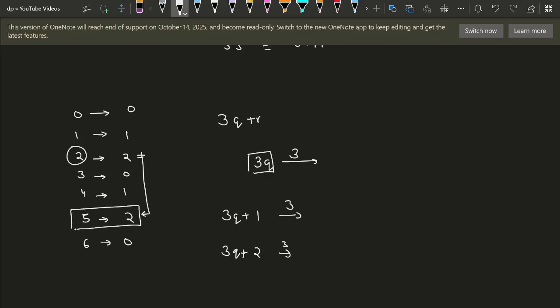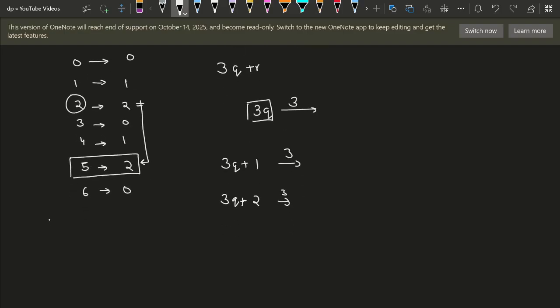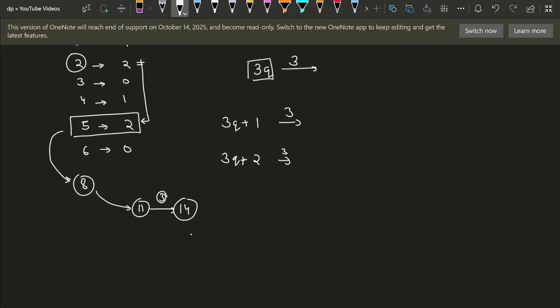Now if I keep getting these numbers, what will be the third number? The third number will be 8. Then another number will be 11. Now another number will be 14. All of these have a gap of 3, and all of these are of the form 3 into q plus 2. So 14 is basically 12 plus 2. 11 is 9 plus 2. 8 is 6 plus 2. And this also repeats for big numbers.